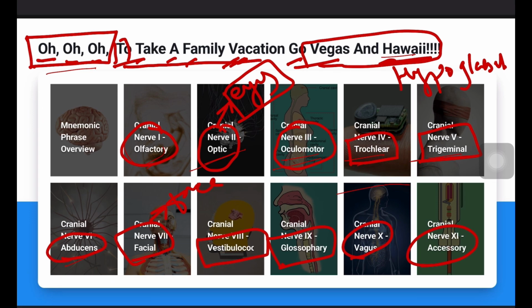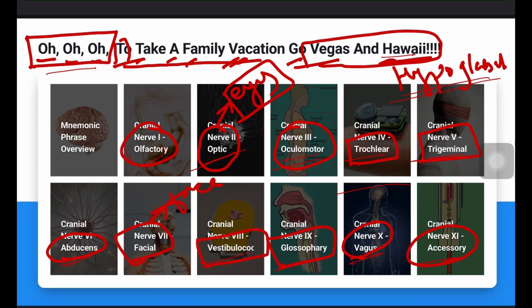Then A for abducens, F for facial, V for vestibulocochlear, G for glossopharyngeal, V for vagus, A for accessory, and H for hypoglossal. So this is the mnemonic.